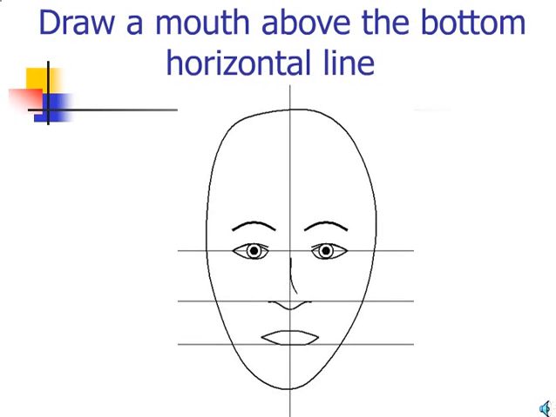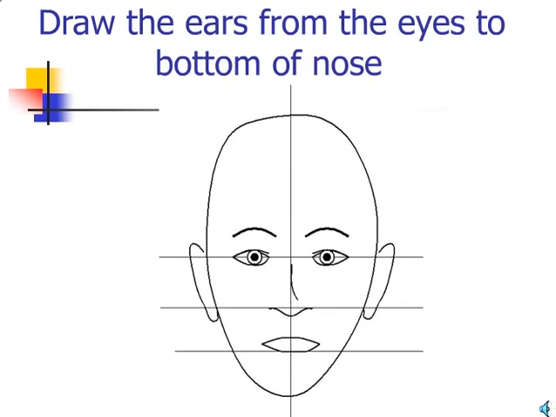The mouth should be drawn directly above the last horizontal line. The corners of a relaxed mouth should line up with the center of the eyes. Next are the ears. As a rule, the length of the ears are about the same length as the distance between the eyes and the bottom of the nose.